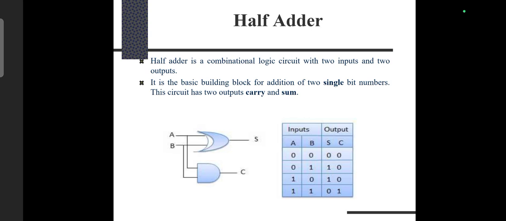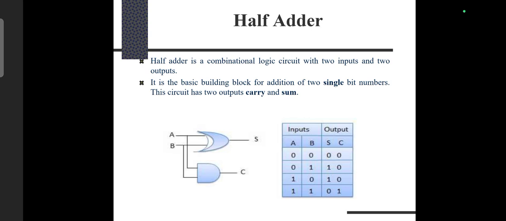For the half adder, the sum is expressed as the XOR of the 2 inputs and the carry is expressed as the AND of the 2 inputs. Based on that logic, the logic implementation is given here. The sum capital S is equal to capital A XOR capital B, and the carry capital C is equal to capital A AND capital B. Based on this logic expression, we can form the logic output.